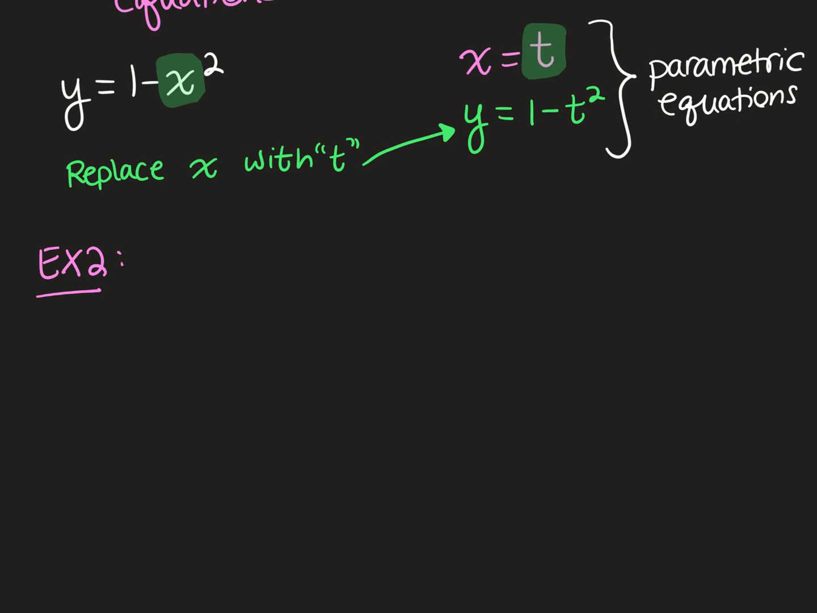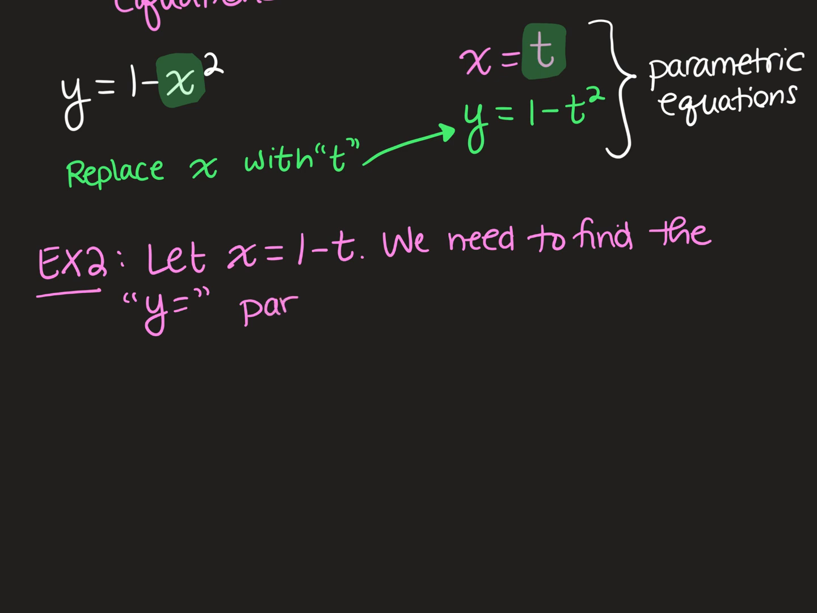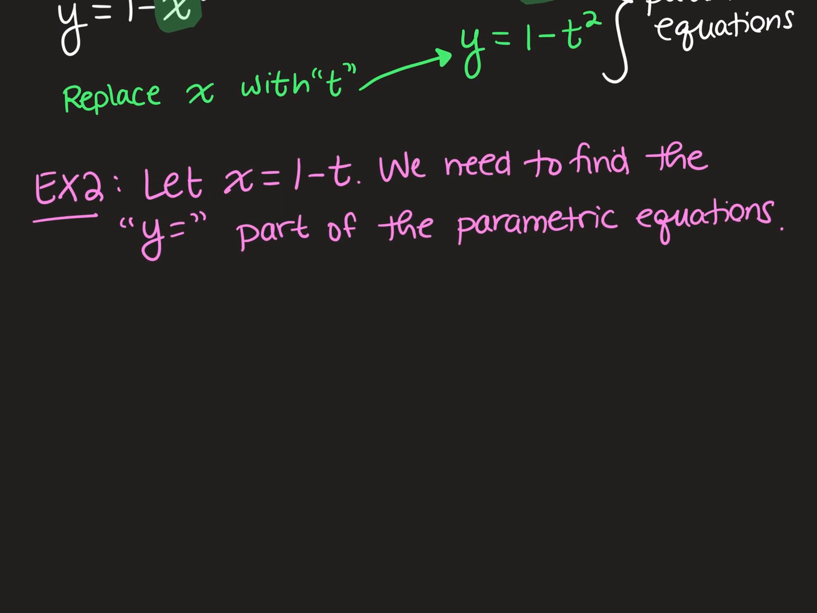But this time, let's let x equal 1 minus t. So then again, we need to find the y equals part of the parametric equations. Okay, so just like before, I'm going to kind of gather my thoughts, make sure I have all the pieces in the right places. I've got my rectangular equation is still just y equals 1 minus x squared. This time I'm given that the x equals part of my parametric equations is 1 minus t. I need to figure out what y is to get my parametric equations.